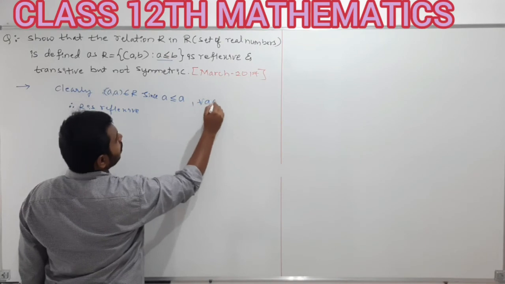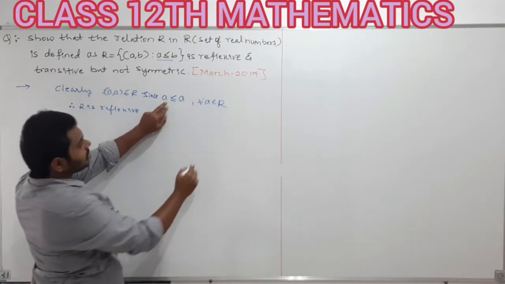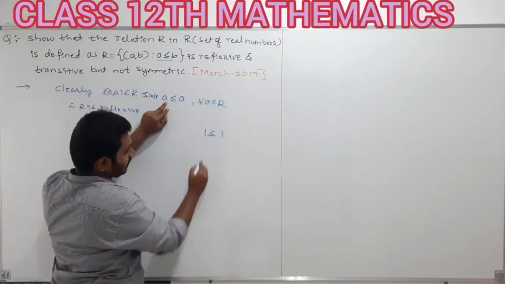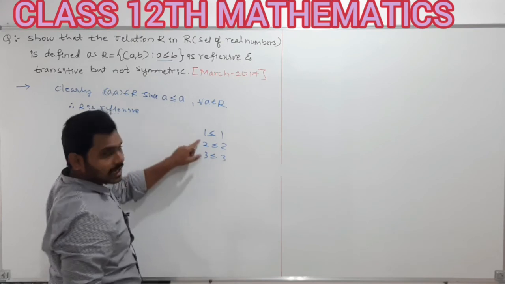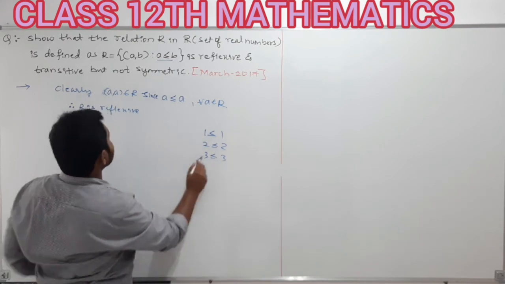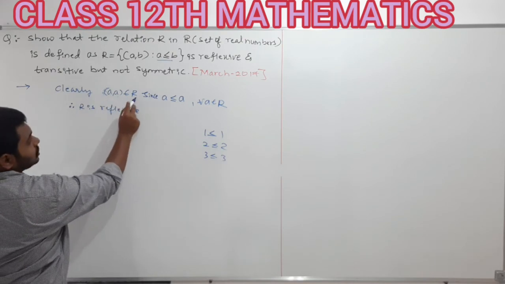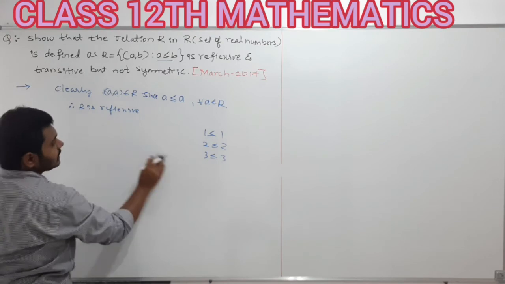This is for all A belonging to capital R, that is, real numbers. If you take any number, 1 is less than or equal to 1, 2 is less than or equal to 2, 3 is less than or equal to 3. Every number is equal to itself. So (A, A) belongs to R, since A is less than or equal to A. Therefore R is reflexive.